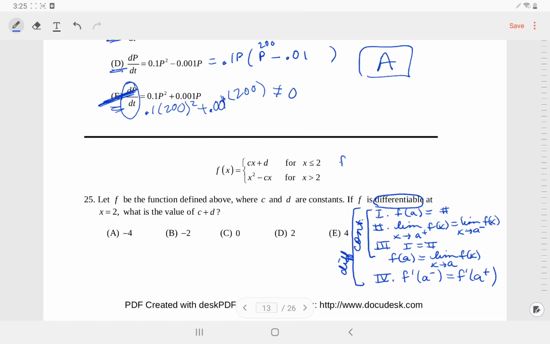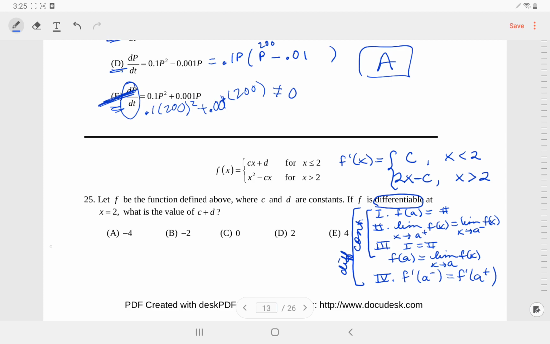Okay, so over here, let's take the derivative. Now when I take the derivative, I get c, and then I usually drop the equal to signs. Take the derivative here, 2x minus c, and that's for x is greater than 2. Okay, so let's check. So f of a is a number. What number is a? So f of 2. So a is 2 in our example.